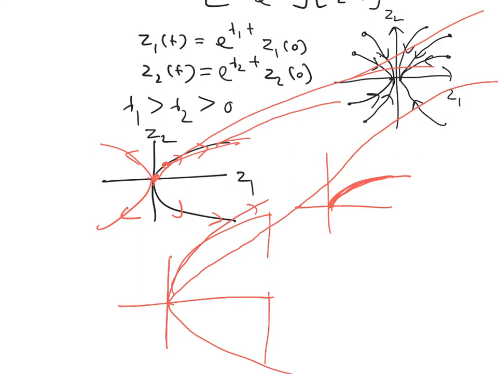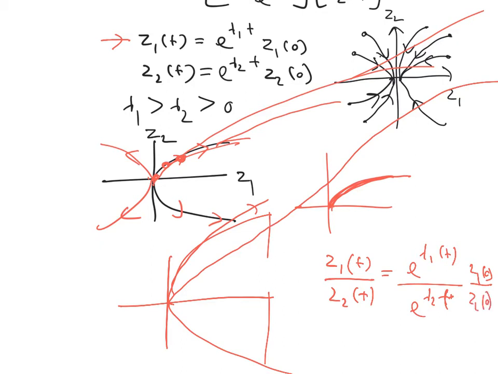Well, let me get to this. I don't think that's correct. Let me check. Because there is a ratio here. What you're thinking is just one variable, but we are talking about the ratio of z1 and z2. So for example, z1(t) by z2(t) equals e to the power lambda 1 t or e to the power lambda 2 t, times z1(0) by z2(0), right?